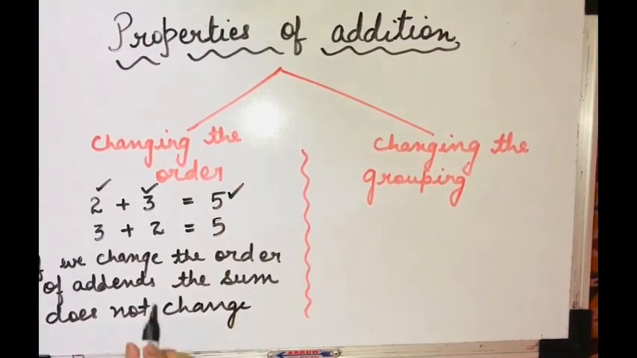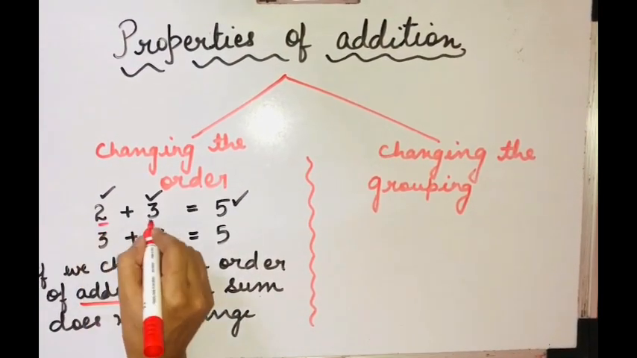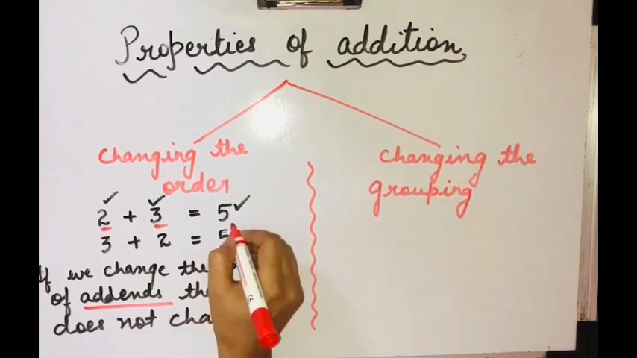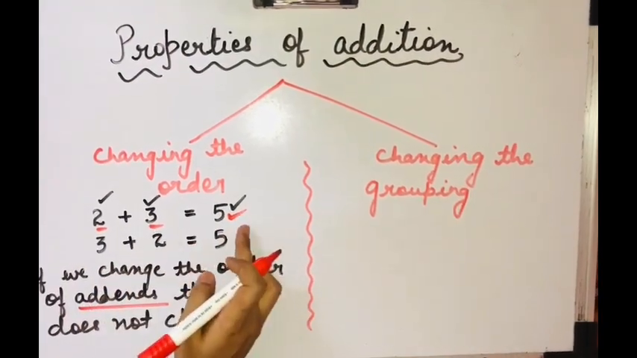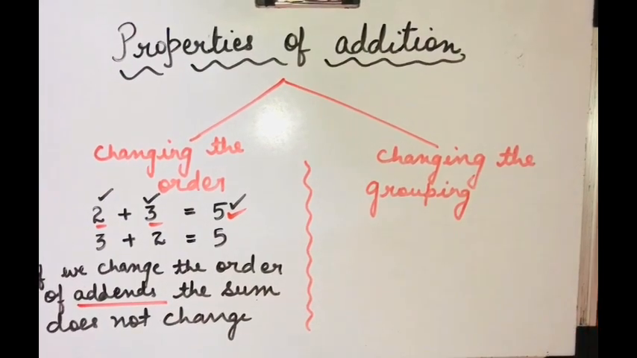This is called sum. So if we change the order of the addends, that is these two, the sum does not change, that is this. 2 plus 3 is 5 and 3 plus 2 is also 5. Next is changing the grouping.